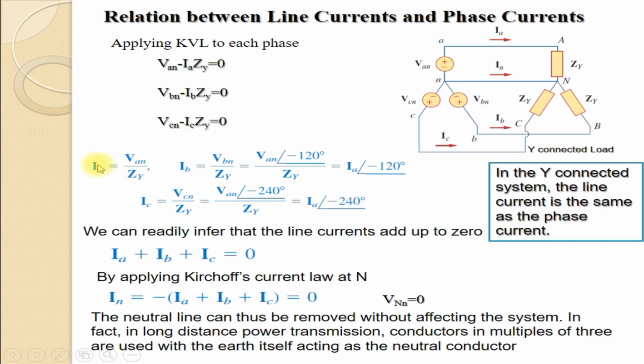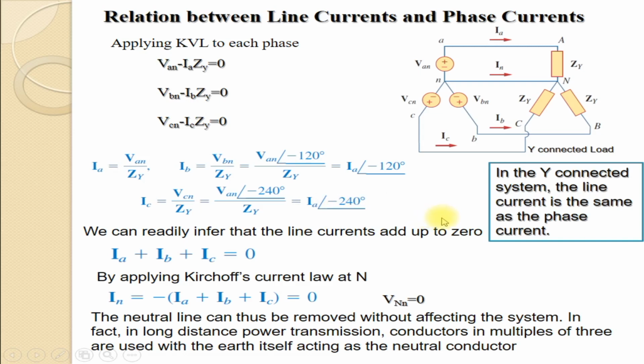It is to be noted that IA is a phasor quantity which is given by VAN by ZY. VAN is a phasor, ZY is a phasor, so IA will be a vector. If you consider this vector as reference, IB can be written as IA angle minus 120 degree. That means IB is lagging with respect to the phasor IA by an angle of 120 degree. Similarly, IC given by VCN divided by ZY is equal to VAN by ZY, which is the phasor quantity IA, with angle minus 240 degree. That means this phasor IC is lagging with respect to IA by an angle of 240 degrees.